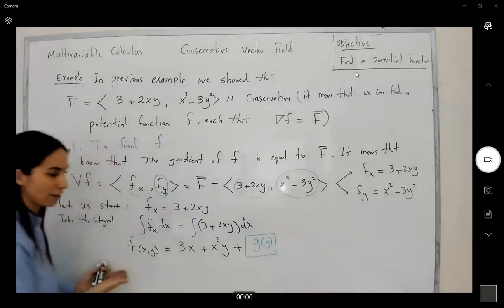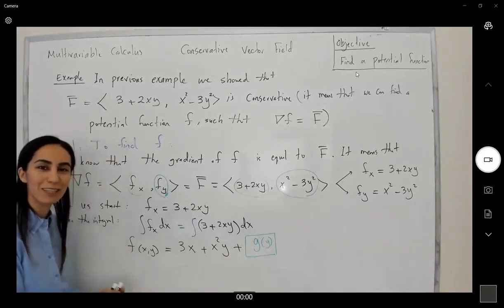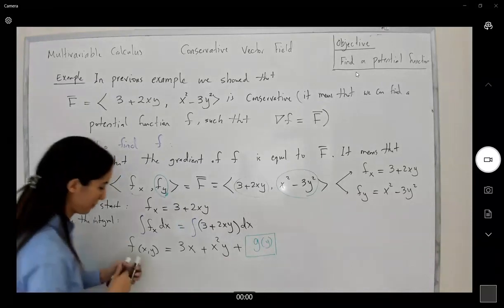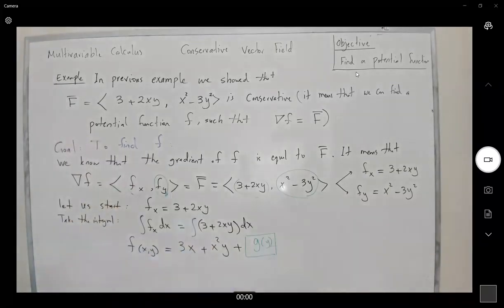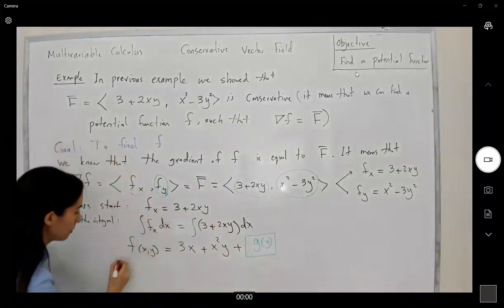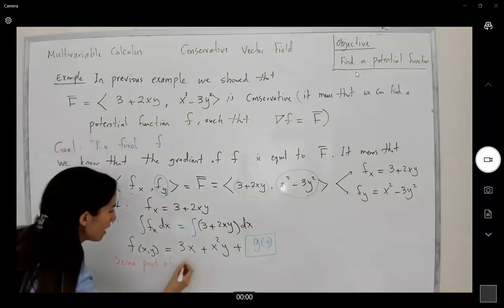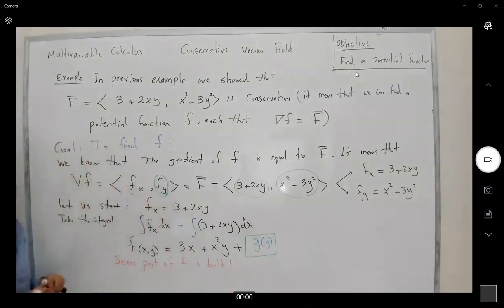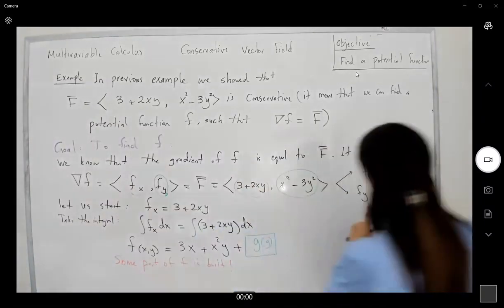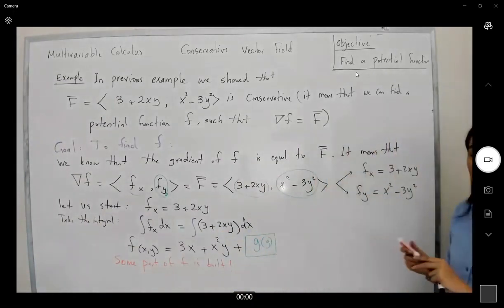So what do we have here? We built some part of this potential function. Some part of f is built. We need to use this equation to build the rest of this function.